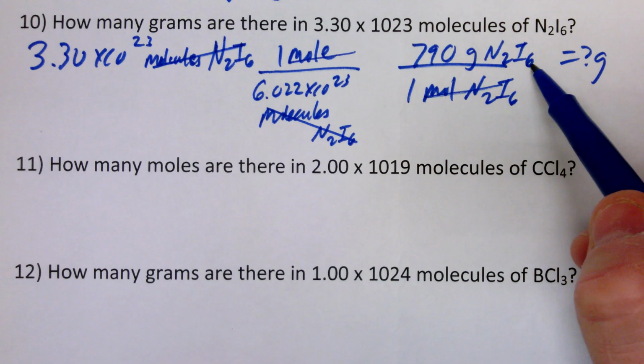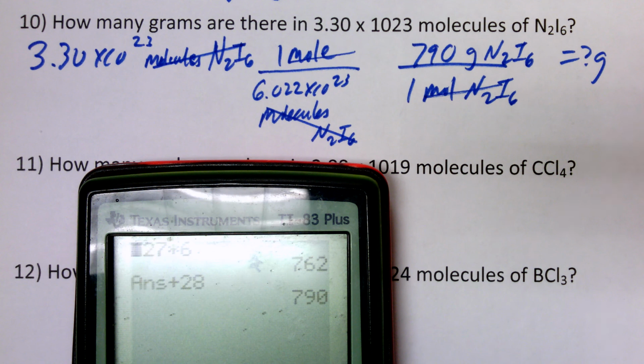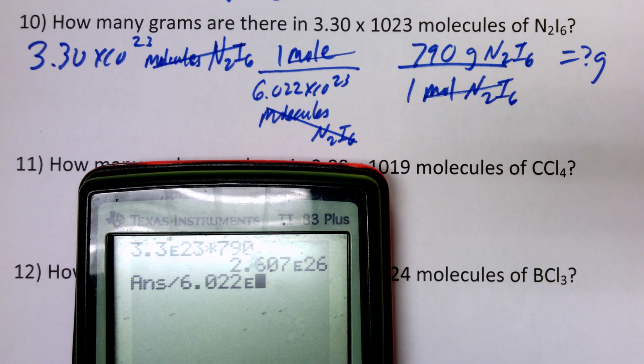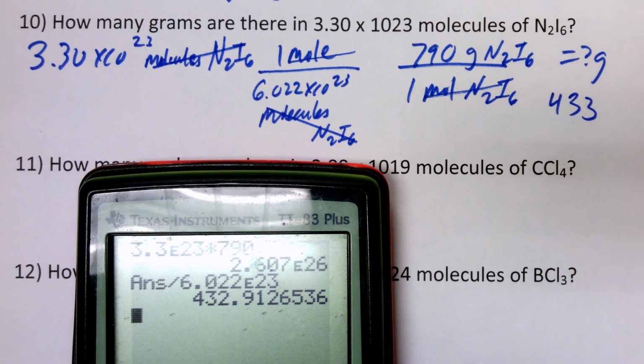Big compound because it's got 6 pretty big iodine atoms in there. So let's do the math. 3.3 exponent 23rd times 790. That's what's on the top. And we divide by Avogadro's number on the bottom. And we will get 433 grams.